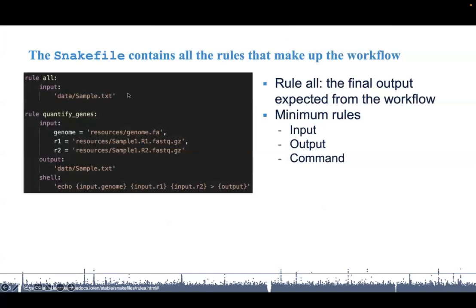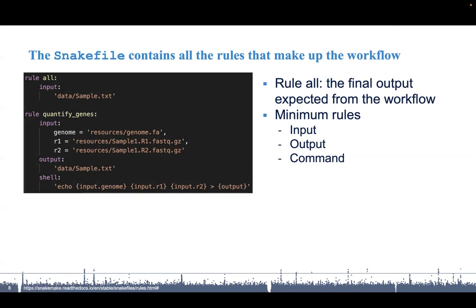So here we're saying that the very final thing being produced by this workflow is a file called sample.txt. And that sample.txt is produced by the next rule, quantify genes. So these rules, at a bare minimum, have three directives: your inputs, your outputs, and whatever your command is. So here we're saying that we have three files: a FASTA file or genome reference, and two sample files, and we expect the output of this to be our sample.txt file, and then our shell command is basically just echoing these three file names together.